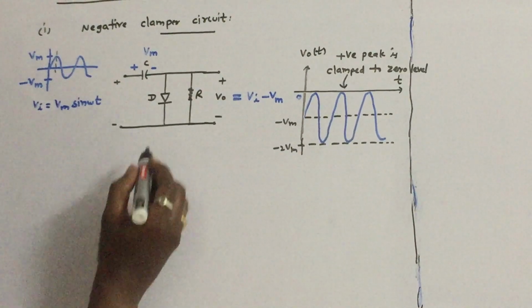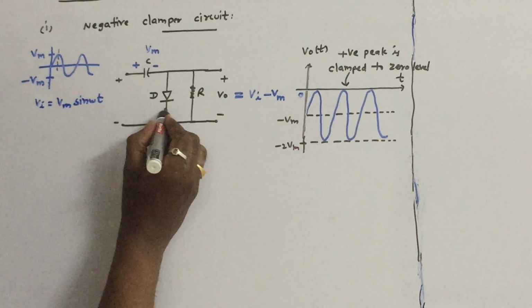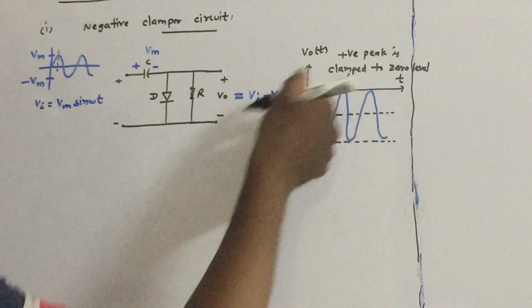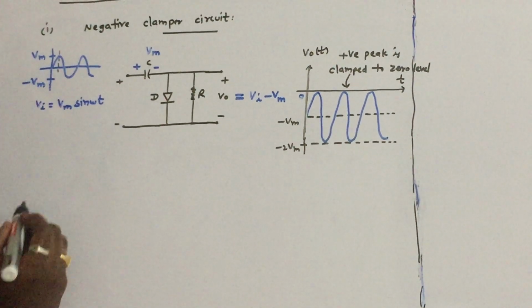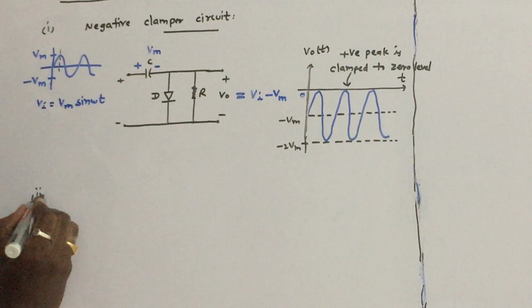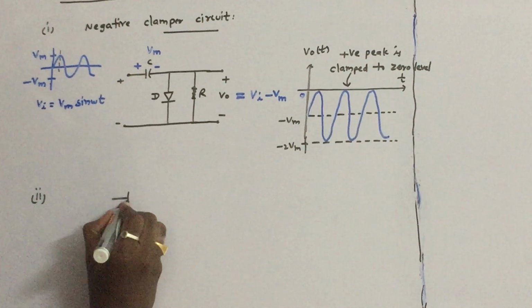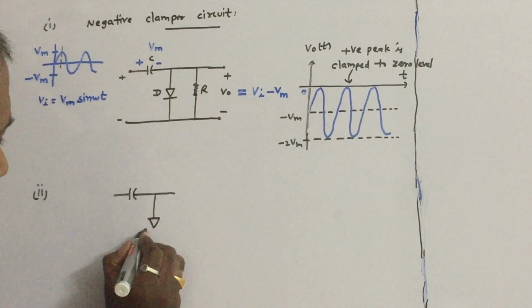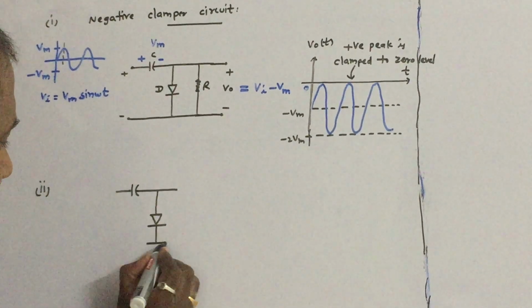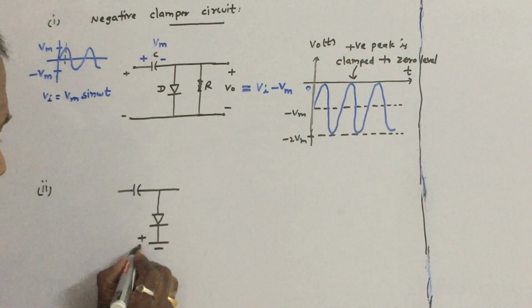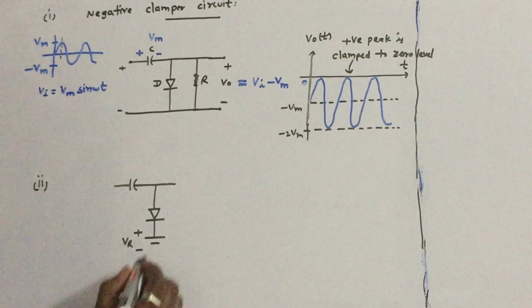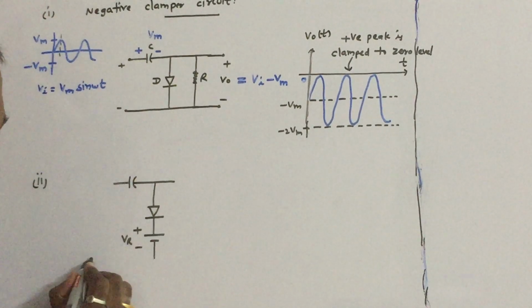Now in this circuit, I will provide biasing with two polarities, plus minus and minus plus. Let us see what will happen to this output waveform. That is our next point. Let us take the same circuit. This is the diode. I provide the biasing like this, plus or minus VR. This is the reference voltage. I provide the biasing like this to the diode.